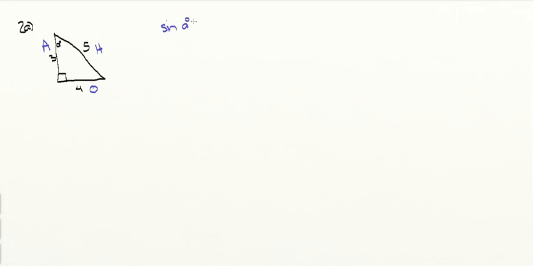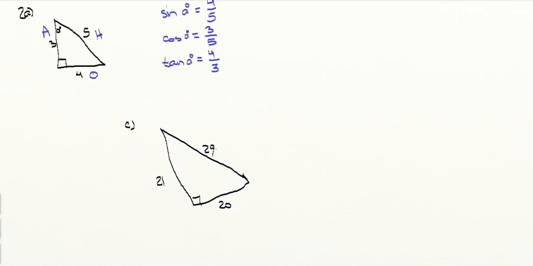Sine A, sine is opposite over hypotenuse, so sine A is 4/5. Cosine A, CAH, so adjacent over hypotenuse, is 3/5. And tan A, TOA, that would be 4/3.